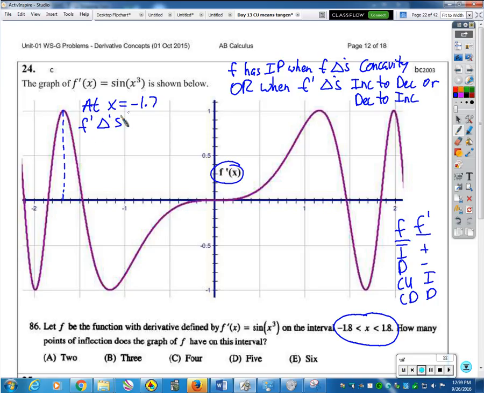Somebody, what goes here? At x equals negative 1.7, f prime changes from increasing to decreasing. Remember, we are looking at f prime. We can't see f, so we don't see the change on f, but because we know how they correspond, we're okay. So at x equals negative 1.7, f prime changes from increasing to decreasing. How does f change at that exact same x coordinate? Nicely done.